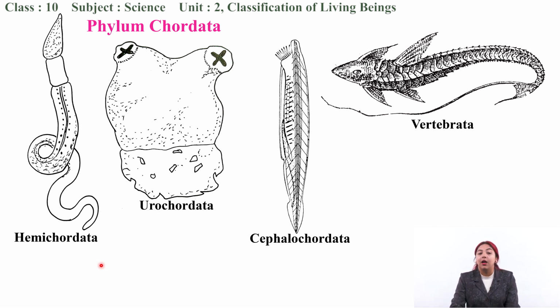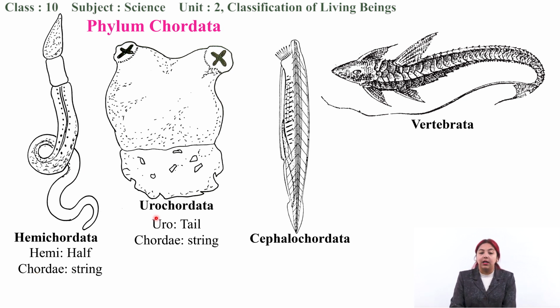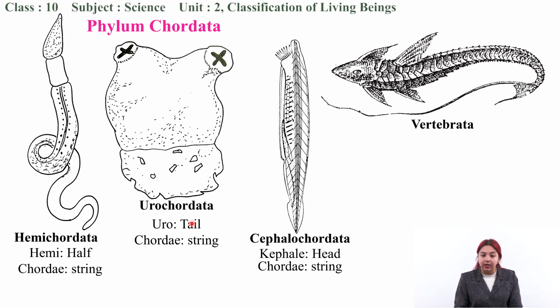So Hemichordata comes from 2 words, hemi and chorde. Hemi means half and chorde means string or rod. Now Urochordata: uro means tail and chorde means string. From the name we can say that Hemichordata means half chordates, half rod. Urochordata means the rod-like structure, the chorde, is present in the tail region. Now Cephalochordata: cephalo comes from the word kephale, which means head, and chorde means string or rod. So the rod-like structure is present in the head region.